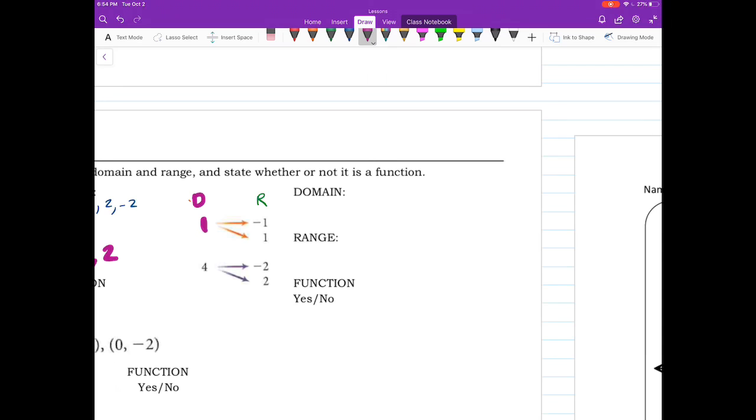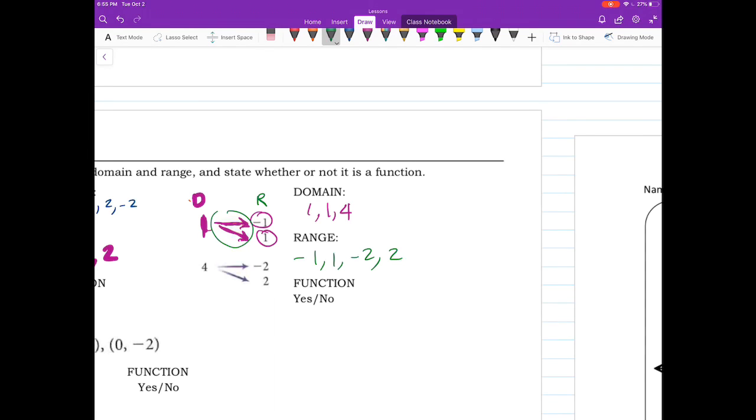Look, you push 1, you got Coke. You pushed 1, you got Dr Pepper. Your domain is 1 and 4. But isn't it repeating? Because don't you push it 2 times? Okay, domain, 1 and 4. And then what is your range? -1, 1, -2, and 2.